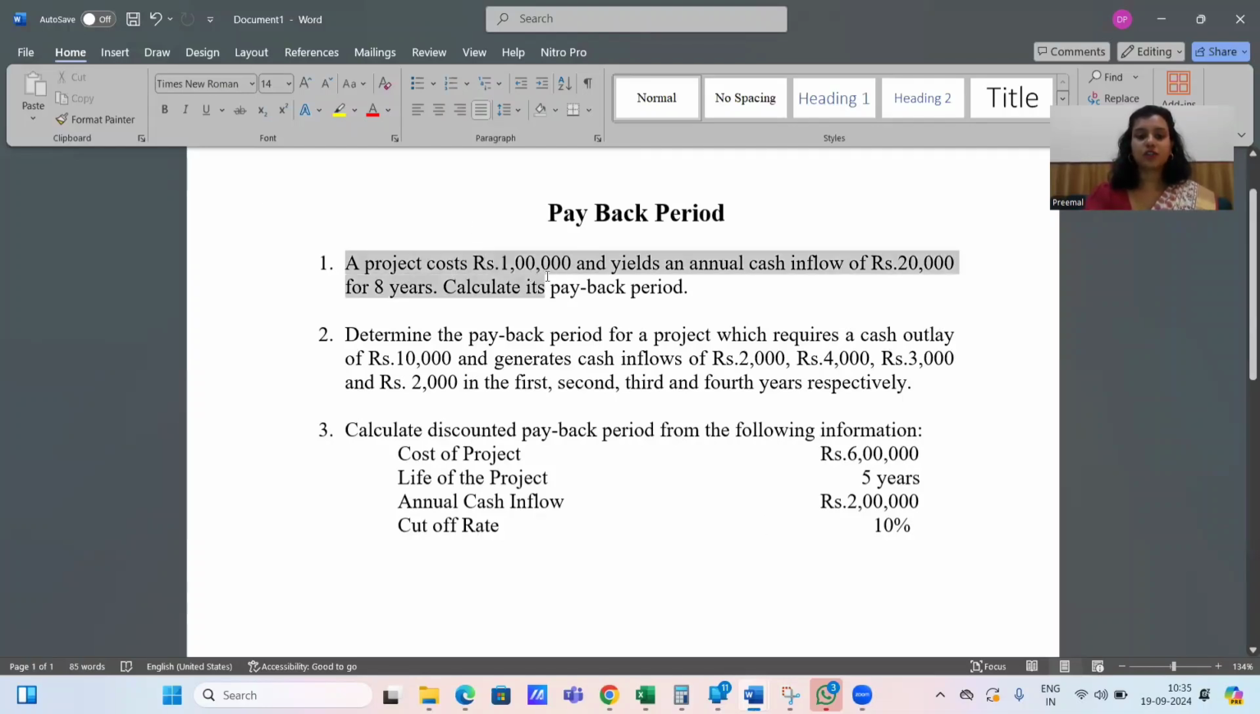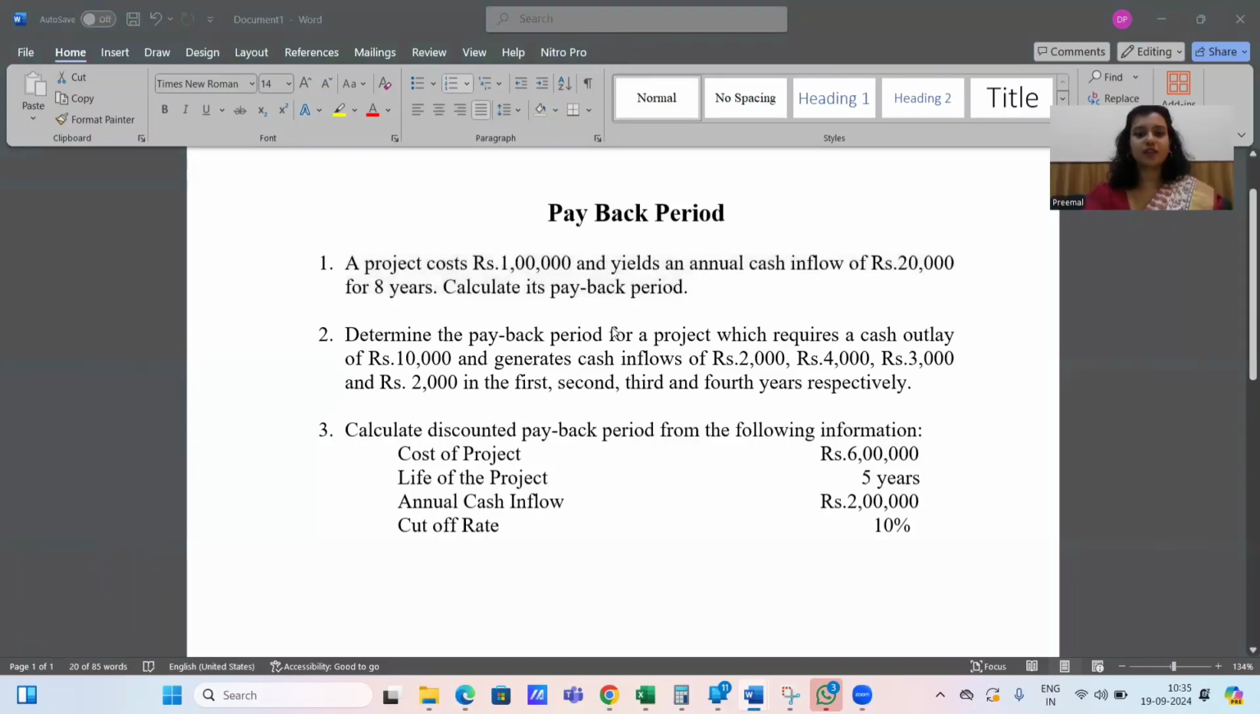A project costs rupees 1 lakh and yields an annual cash inflow of rupees 20,000 for 8 years. Calculate its payback period. Now, this is the traditional method. So, in the traditional method, we do not find out the present value, or the time value of money is not considered. And hence, we take the cash flows as they are. Now, since the cash flows are constant in this problem, all we have to do is use a formula.